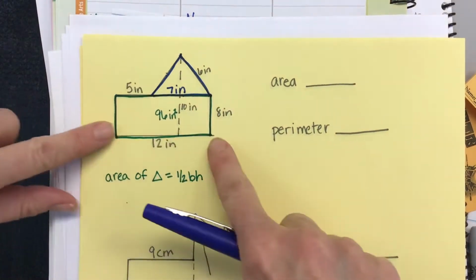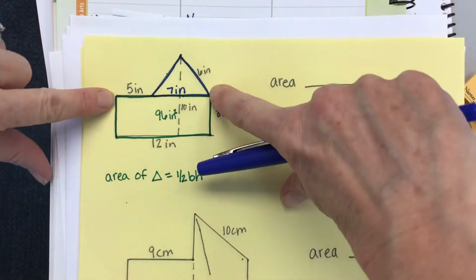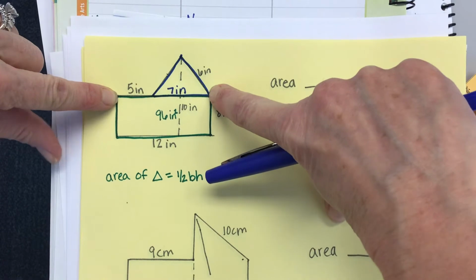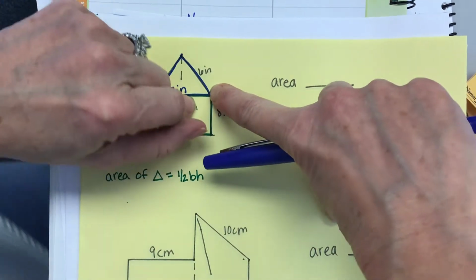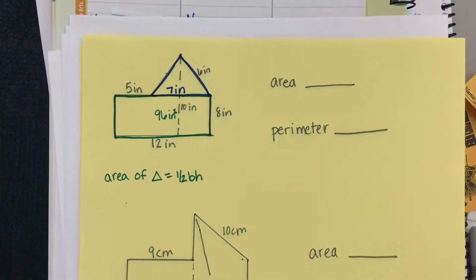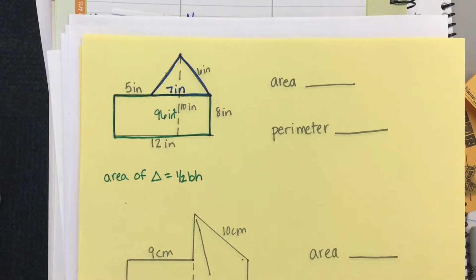From here to here is 12. So from here to here is 12. If this much of it is 5, that means this much of it is 7. So what is the height of the triangle? What does that mean? The height of the triangle. What's the height of the triangle, Lindy?